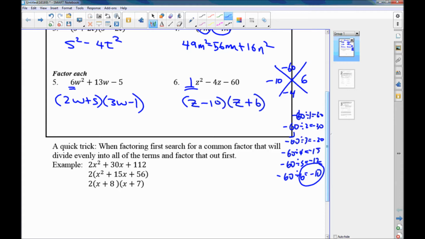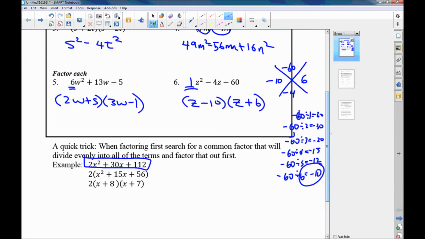All right, so down below we have a quick trick here. When factoring, first search for a common factor that will divide evenly into all the terms and factor that out first. We do this when we're solving, but we just divide it away. When we're factoring, we can't divide it away. We still have to keep that common factor there. So for instance, in this example problem, we have 2x squared plus 30x plus 112.